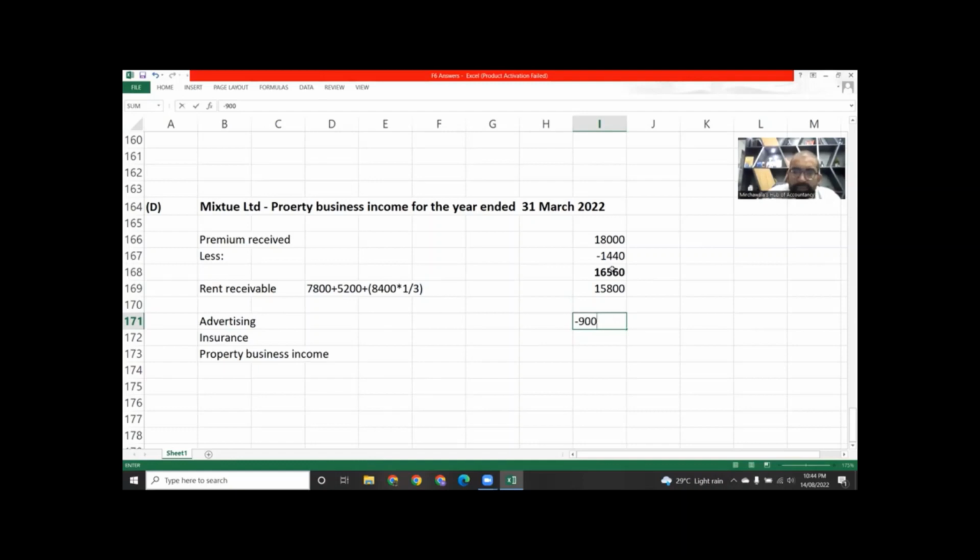Now, advertising was a fully allowed expense. Advertising of 900 was allowed in complete, as it is a one-off expense. Advertising falls in your accounting period, so it should be taken as completely allowed.